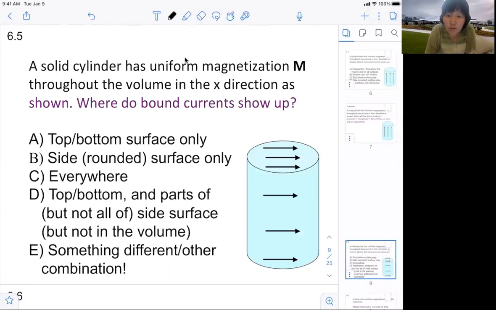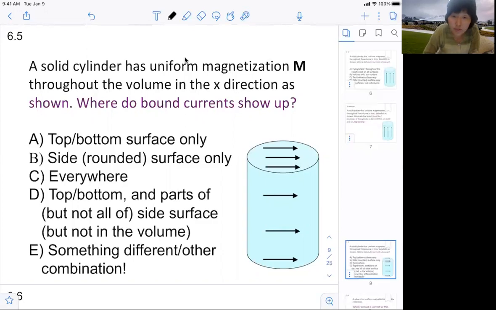All right, good morning, everyone. So we'll try to finish our discussion today regarding the magnetization and bound currents in magnetized materials. So the B field in matter, this is the magnetic field in matter.